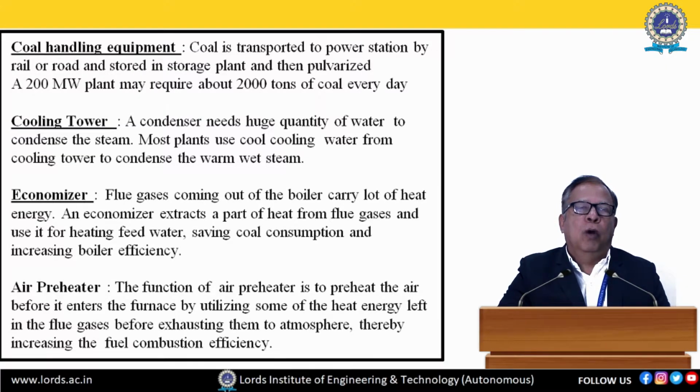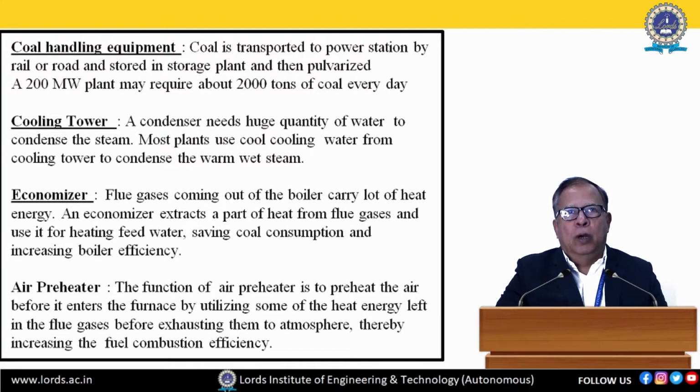Then next, now what are the coal handling equipment? Now you see coal is transported to power station by rail or by road, and it is stored in the storage, and then it is pulverized. That pulverized coal is burned in the boiler, right? You can see a 200 megawatt plant may require about 2000 tons of coal every day. Then cooling tower, a condenser needs huge quantity of water to condense the steam. Most plants use cooling water from cooling tower to condense the warm wet steam into feed water.